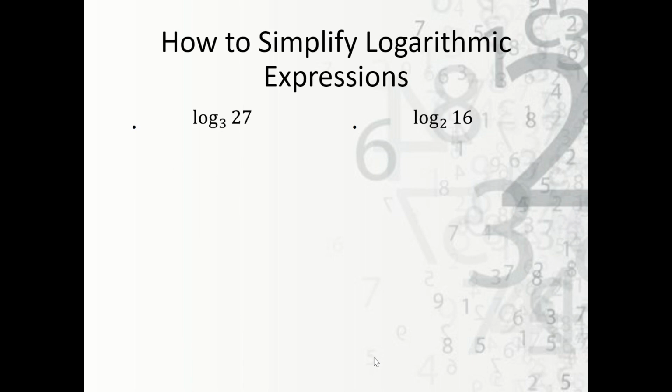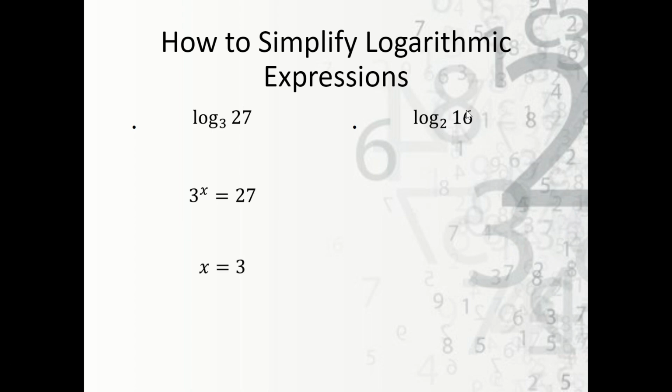All right, so let's actually simplify a few of these. It says log base 3 of 27. So we're going to rewrite that as 3 to the x power is equal to 27. We don't know what x is yet. So we're saying that 3 times itself a certain number of times equals 27. Well, in this case, we can see that 3 times 3 times 3 equals 27. So that's 3 to the third power. So in this case, x equals 3.